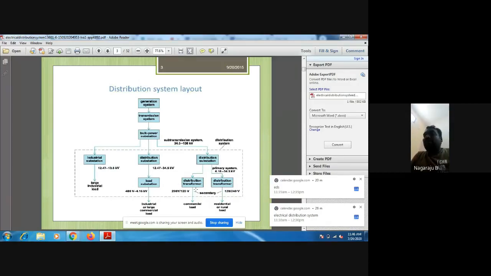After that, we will give that step down power, that 11 kV power, to the different distribution transformers. Here I told two types of classifications are there. One is primary distribution system, another one is secondary distribution system. Primary distribution systems are nothing but the link between the distribution substation and the step down distribution transformer.